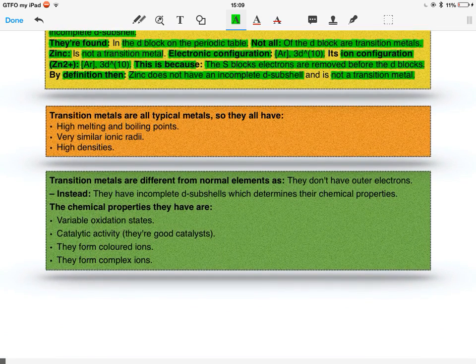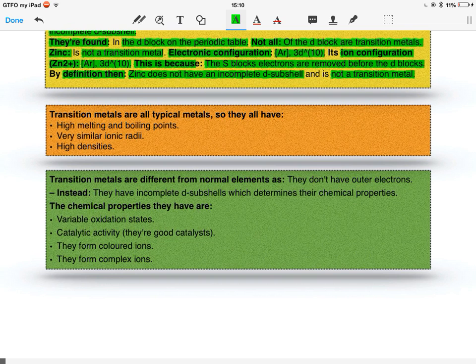So, in terms of physical properties, transition metals are all typical, and that means that they all have high melting and boiling points, very similar ionic radii, and high densities.